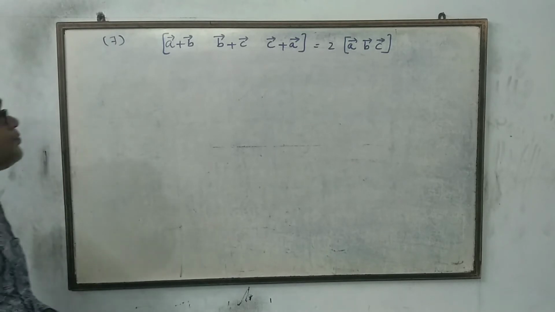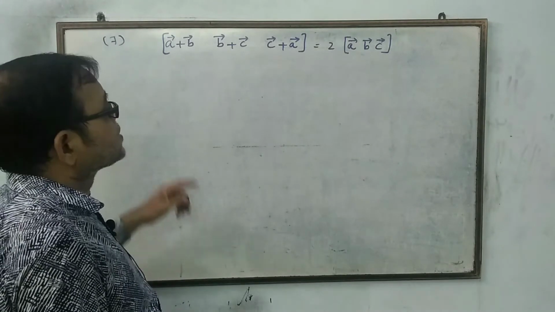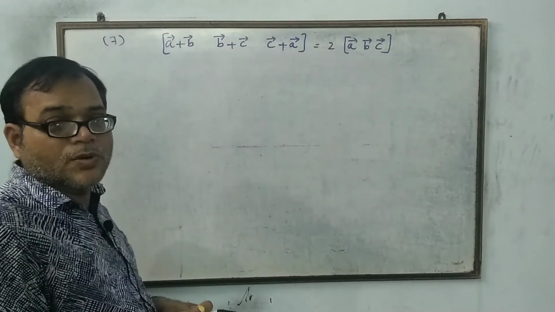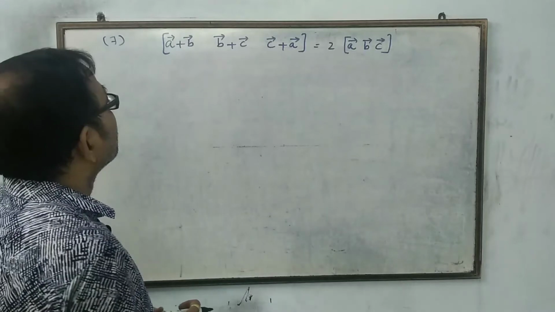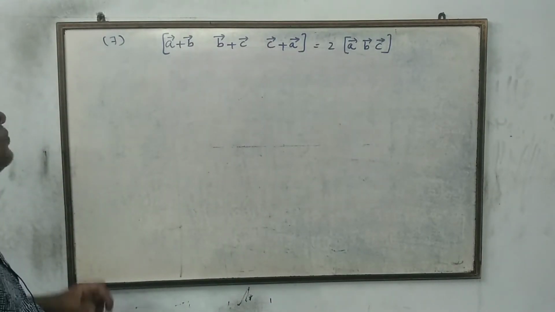Question number 7. The scalar triple product of A plus B, B plus C, C plus A is equal to 2ABC. This is also a very important question from the exam point of view. We have to prove it.